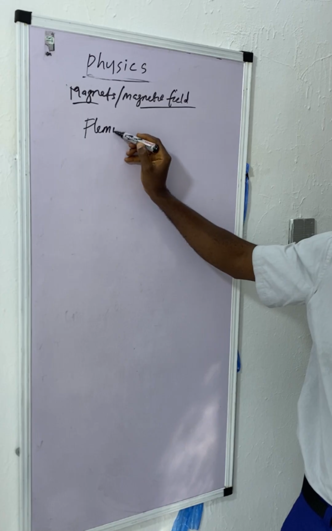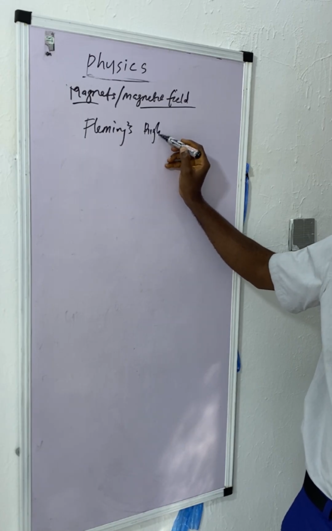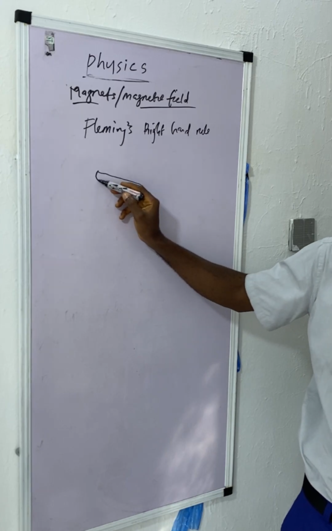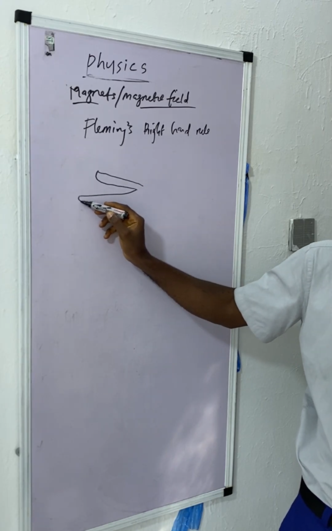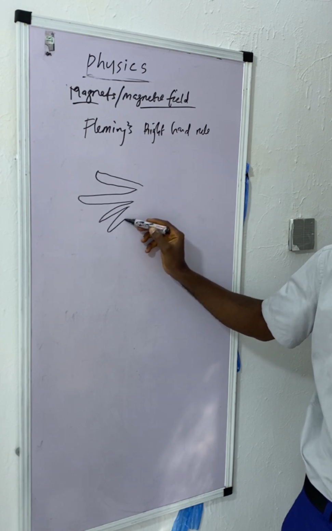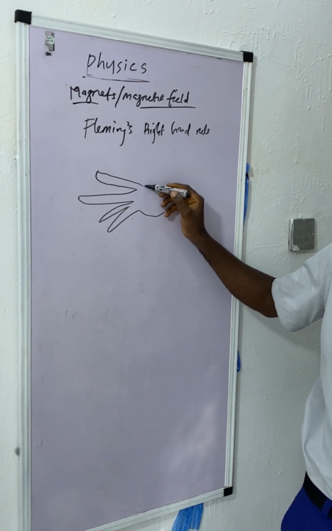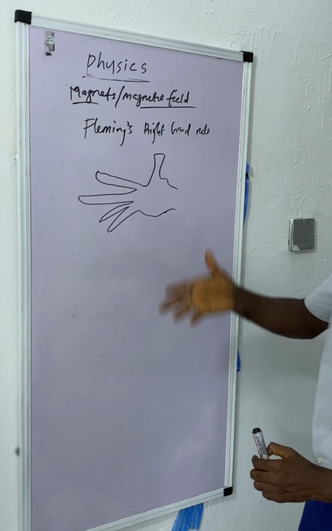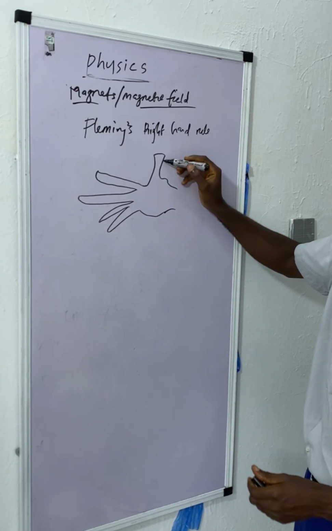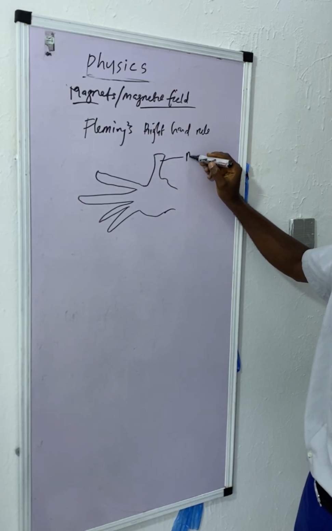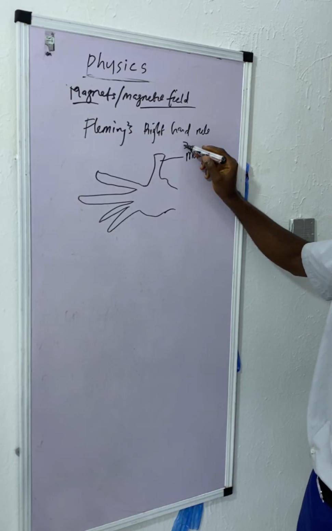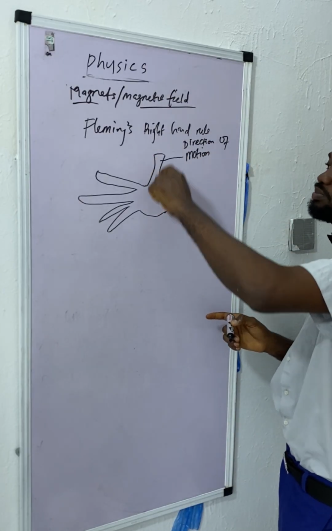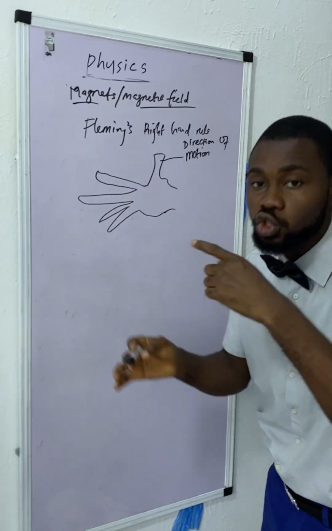Okay, so Fleming's right hand rule. This one is the right hand. Remember that it is the right hand. Pardon my drawing. 1, 2, 3, 4. This one up is the thumb. So just know that it's your right hand that it normally is. So the thumb is usually what? The direction of motion. The place that the thumb is facing determines the direction of motion.